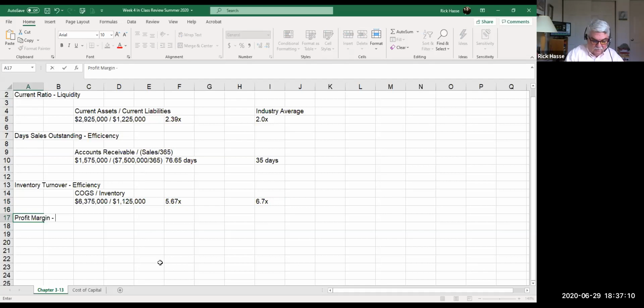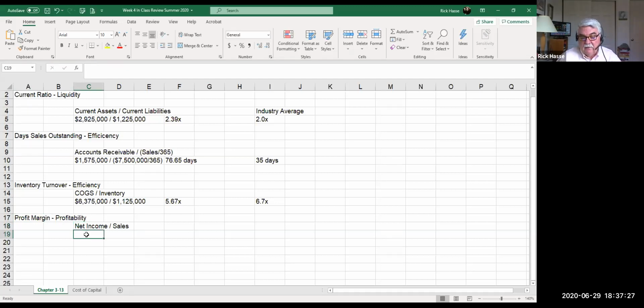And this is a determination of profitability of the company, the profit margin. The profit margin is simply the net income for the current period divided by the total sales of the current period. And for this company here, the net income was $114,000 for the period of time, and their total sales, as we saw before, was $7.5 million.